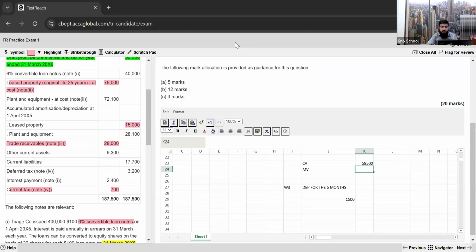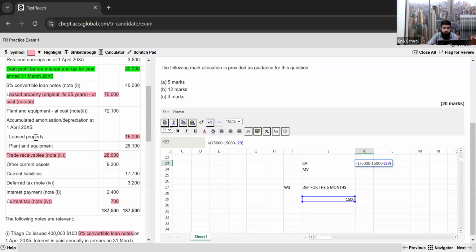We have deducted the accumulated depreciation from 75,000. Larif, just see the calculation. 75,000 minus 15,000, that is the lease property accumulated depreciation. We have deducted. Larif, are you clear with this one now? Yes. So cost minus the previous year's accumulated depreciation minus the depreciation for the current 6 months.